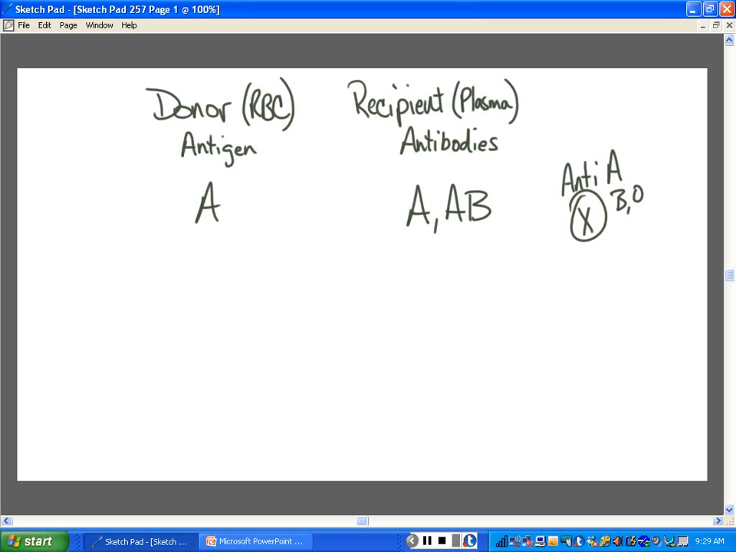Would it not make sense that you could give to your own type? That kind of makes sense. Okay? And type AB blood has empty plasma. And if it has empty plasma, you can put whatever cells you want in there. So by that token, what do you want to guess about type AB? It's the universal recipient. We're going to see type AB on all these. Okay? Let's do type B.